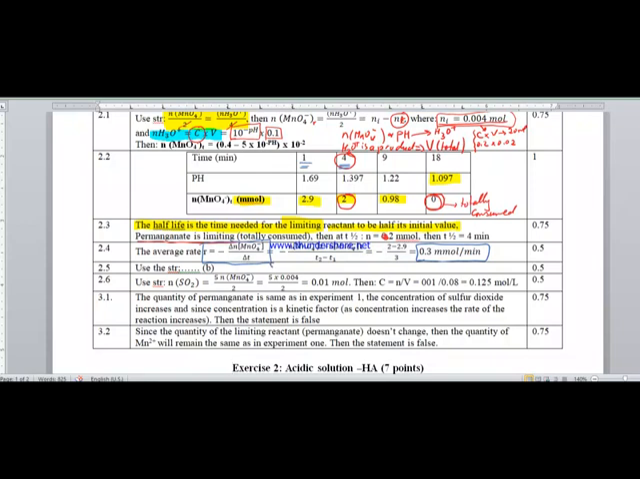From the stoichiometric ratio, the rate of permanganate ion over 2 equals the rate of sulfur dioxide over 5. So the rate of sulfur dioxide is equal to 5 over 2 times the rate of permanganate ion. So the correct answer is B.